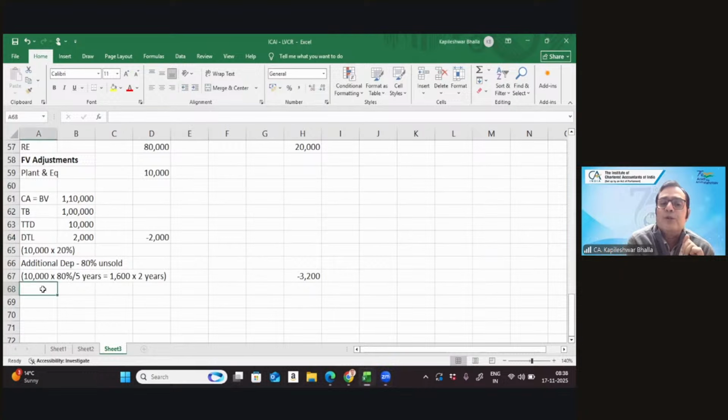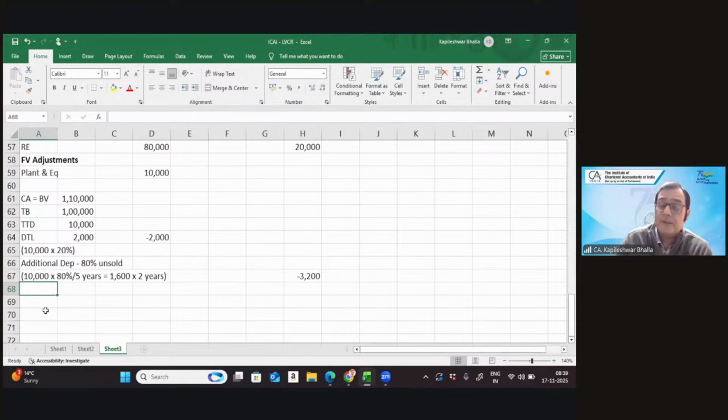Now you also need to consider one more thing. The DTL was created, and when does the DTL get reversed? The DTL is going to get reversed in 2 cases. Number 1, when the asset is sold, the DTL gets a reversal. Number 2, when the additional depreciation is taken, the DTL will get reversed at that stage.